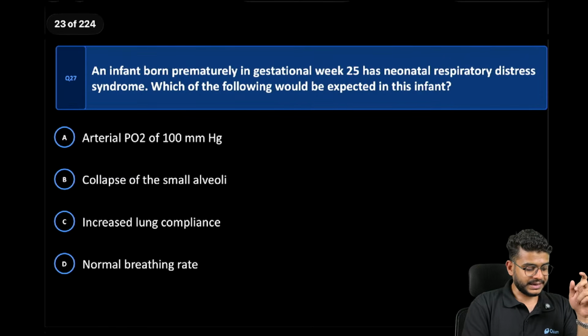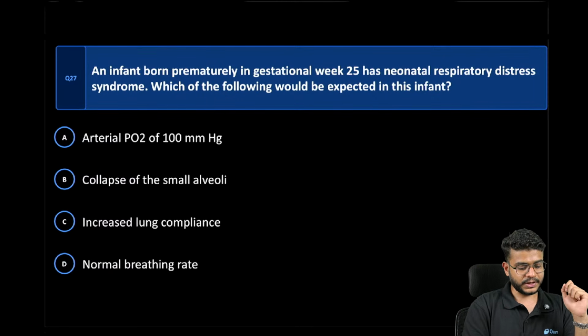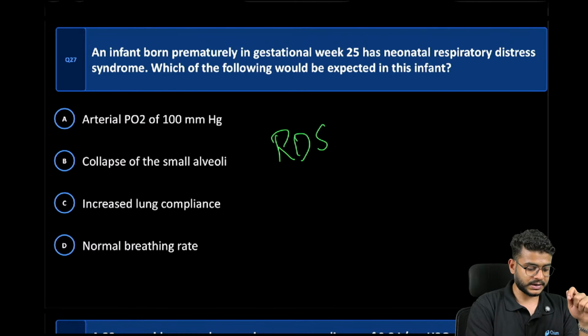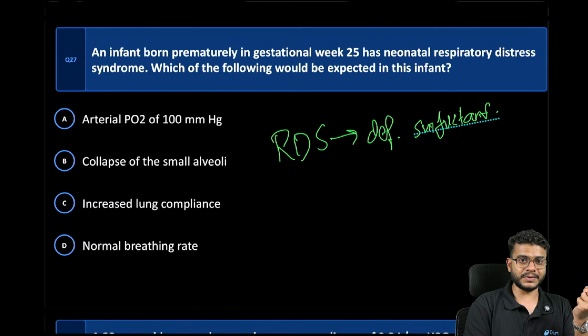Next question: an infant born prematurely in gestational week 25, which is a premature infant, has neonatal respiratory distress syndrome. Which of the following would be expected in this infant? This infant has respiratory distress syndrome, which is a deficiency of surfactant. So there is no surfactant, so the lung will collapse, especially the smaller alveoli.